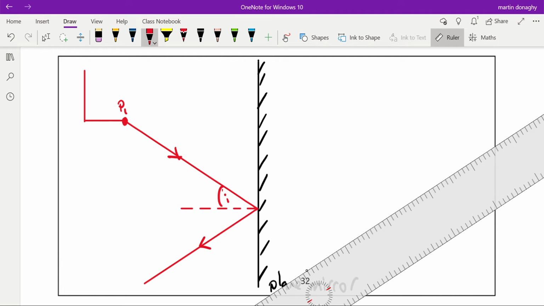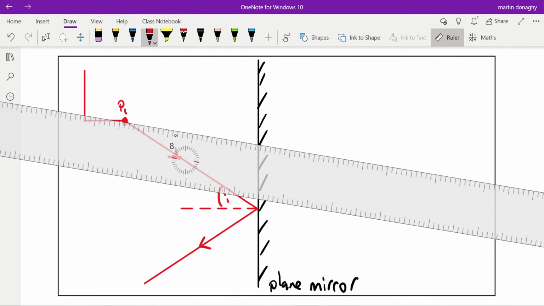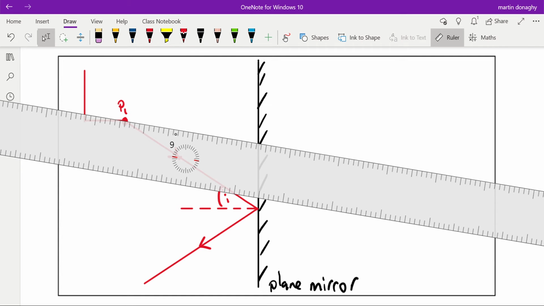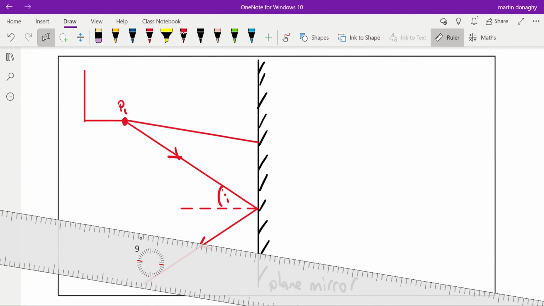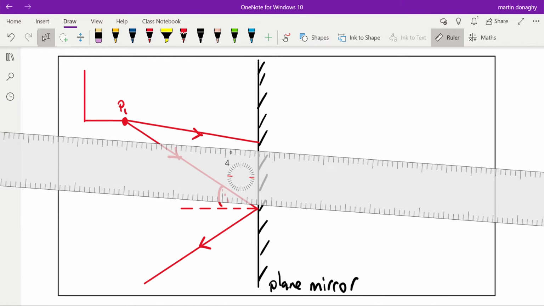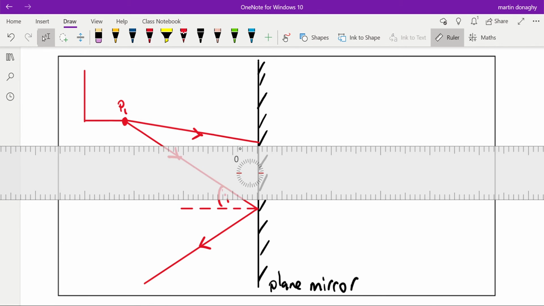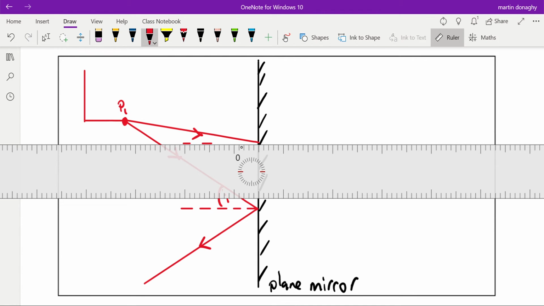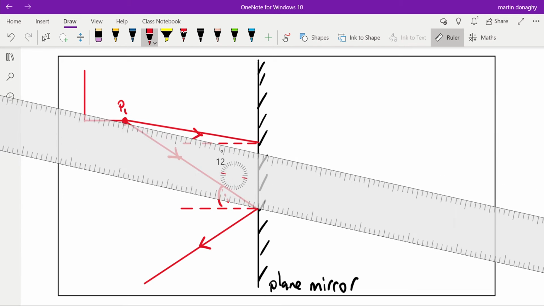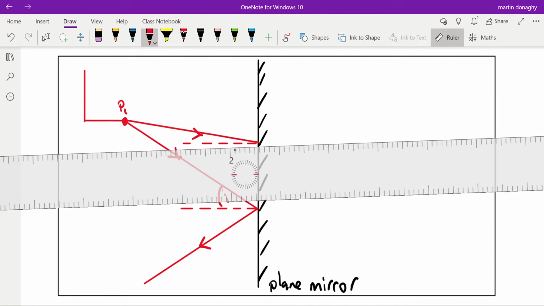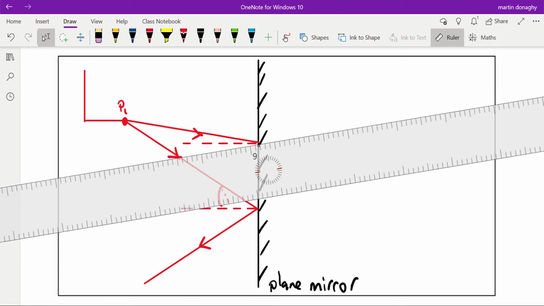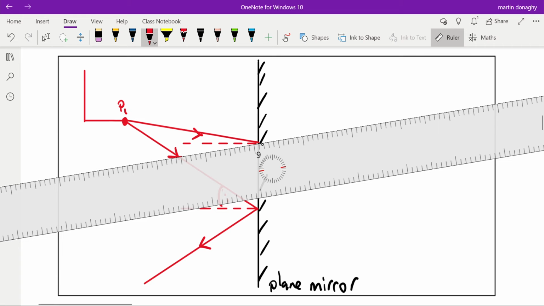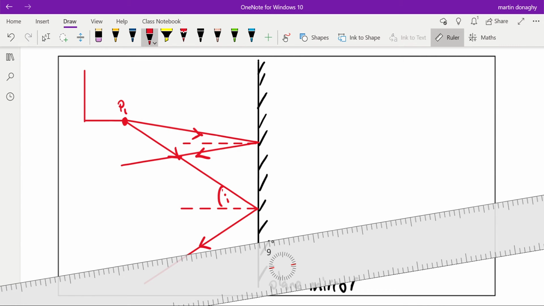Then you do the same again but at a different angle. So we need two rays coming from each of the points. It doesn't matter what angle again for my second ray, but try and make it different to the first one. So don't do like 31 and 32 degrees. Try and make it different. So there's my second ray going to the mirror. Once again, draw a normal, and then reflect that using your protractor. Like so.